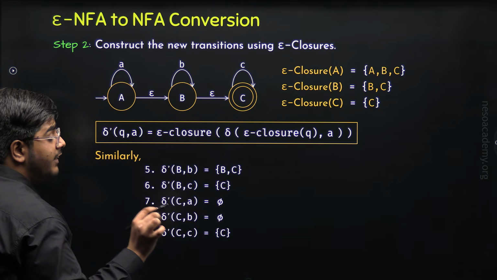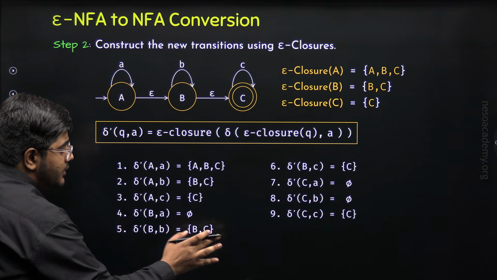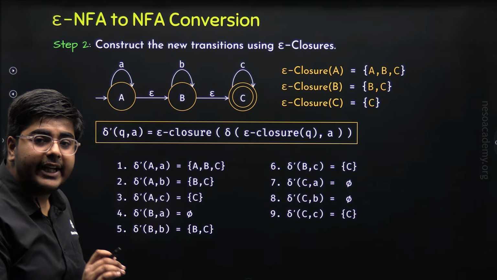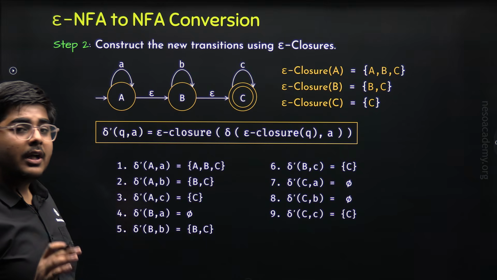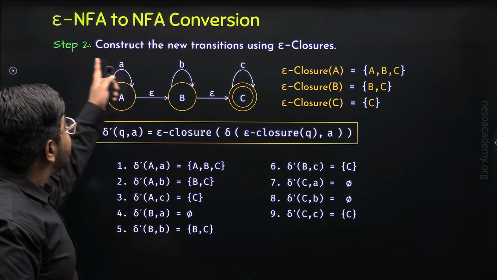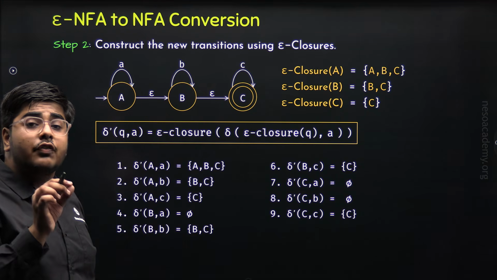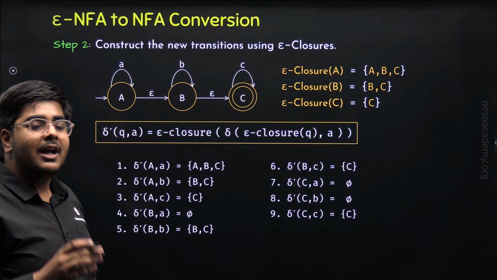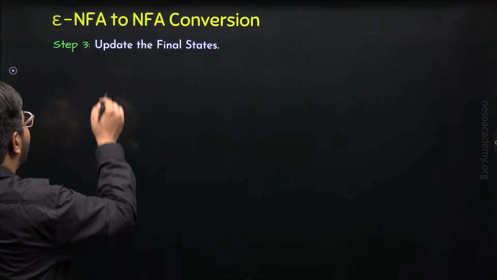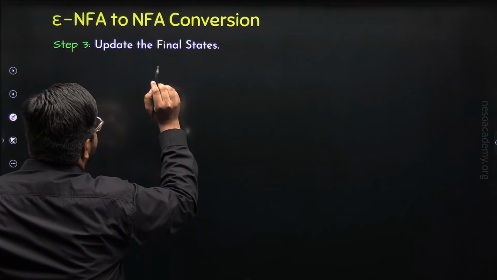In this way, we can find all the 9 transitions, and these are all the 9 transitions that we can calculate using the same procedure. And we are done with our step number 2. That is, we have constructed the new transitions for our resulting NFA. And now we can proceed to our step number 3, which is to update the final states.